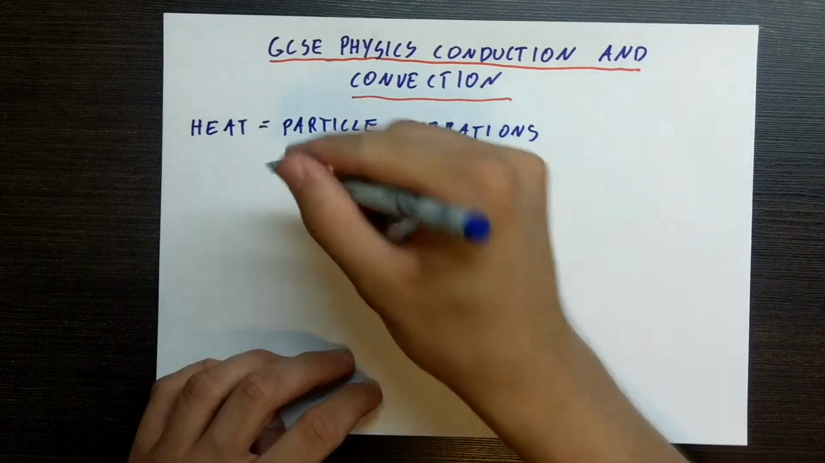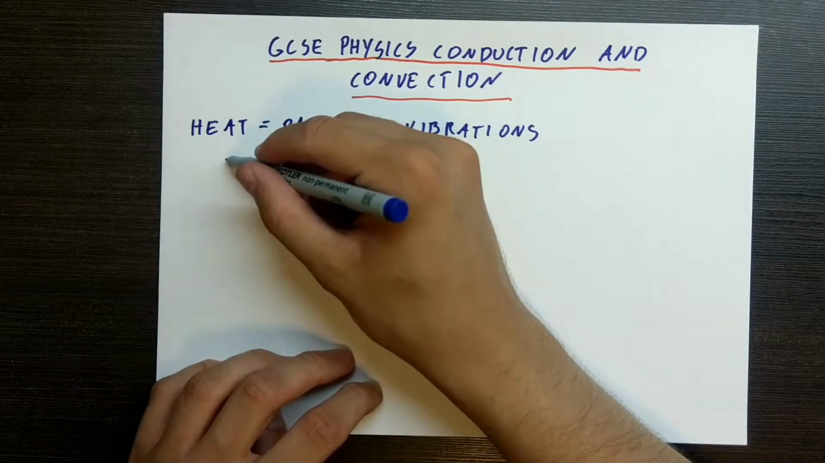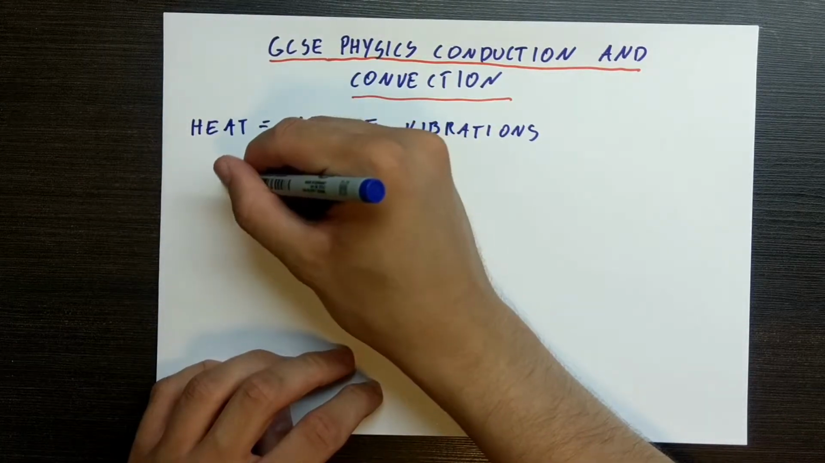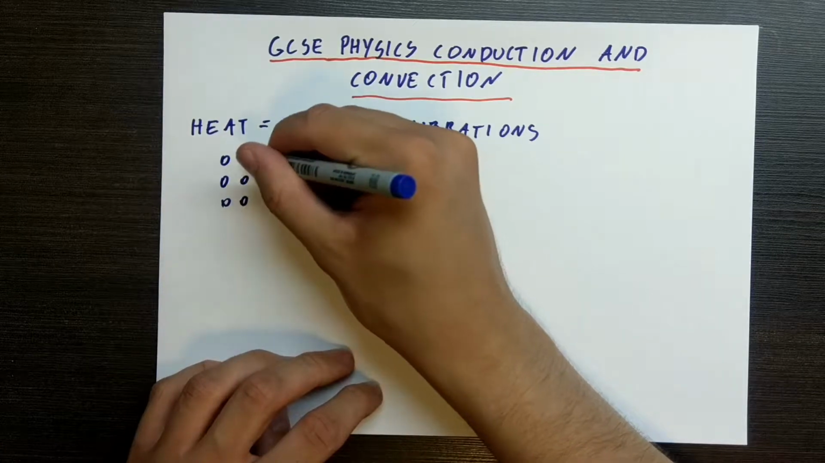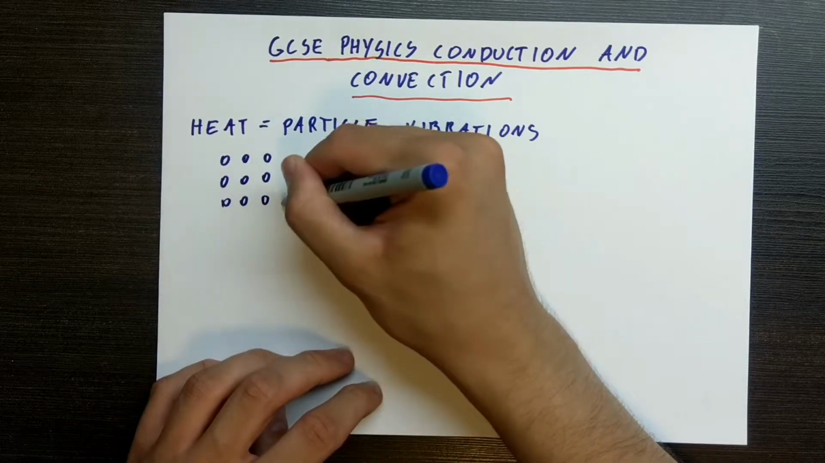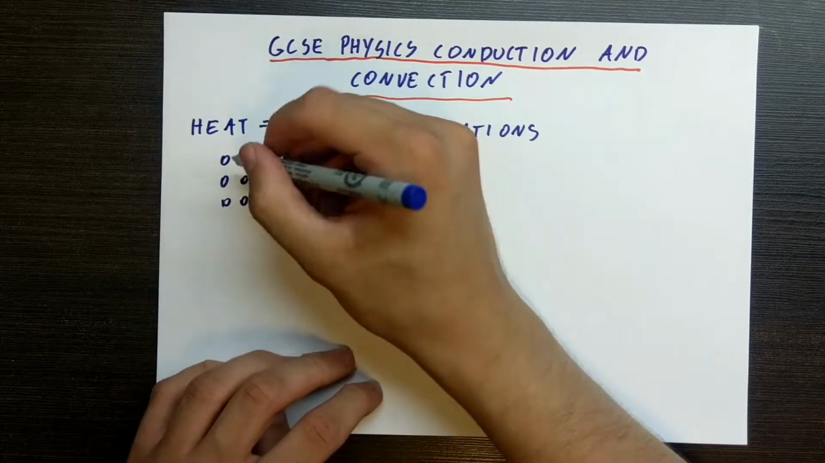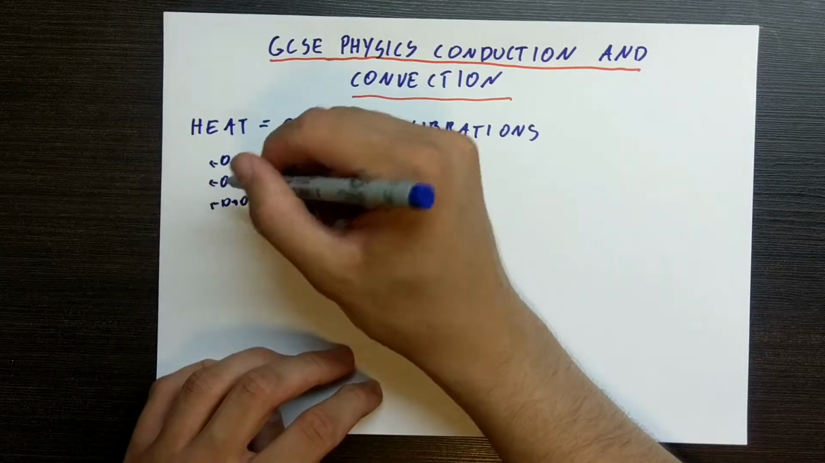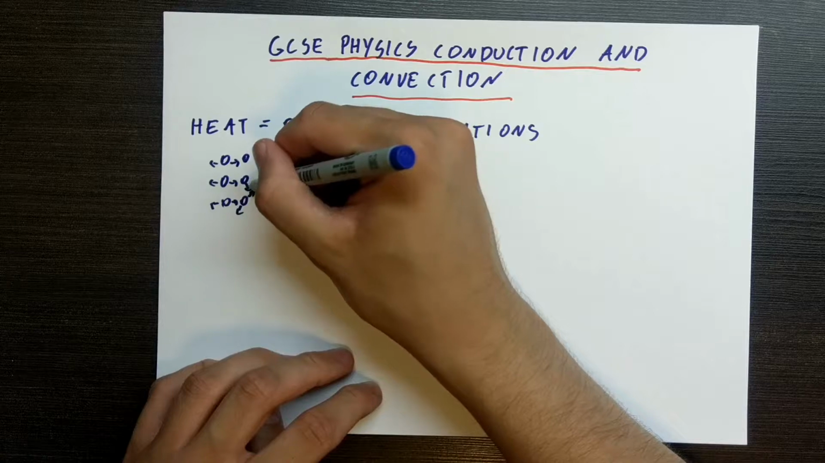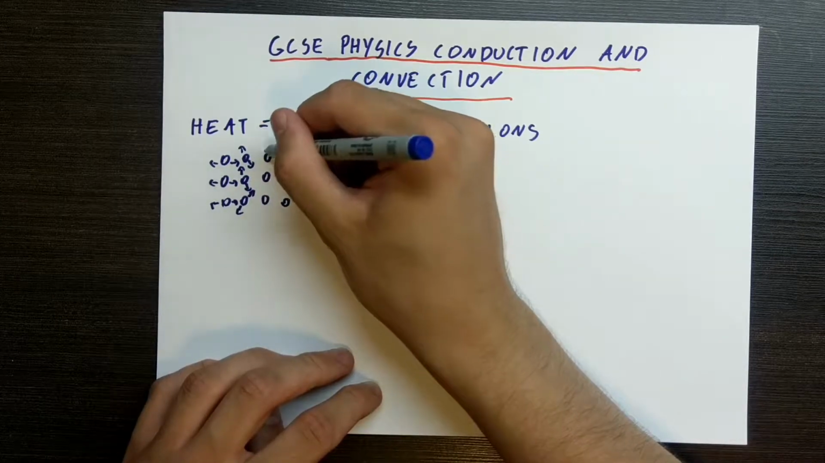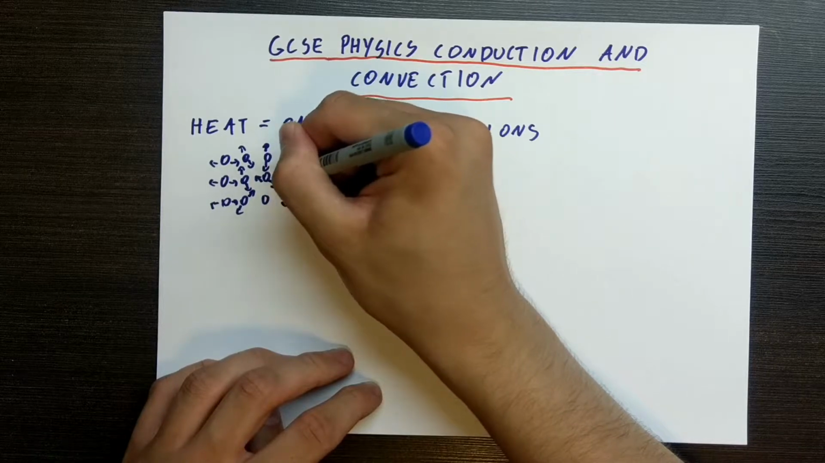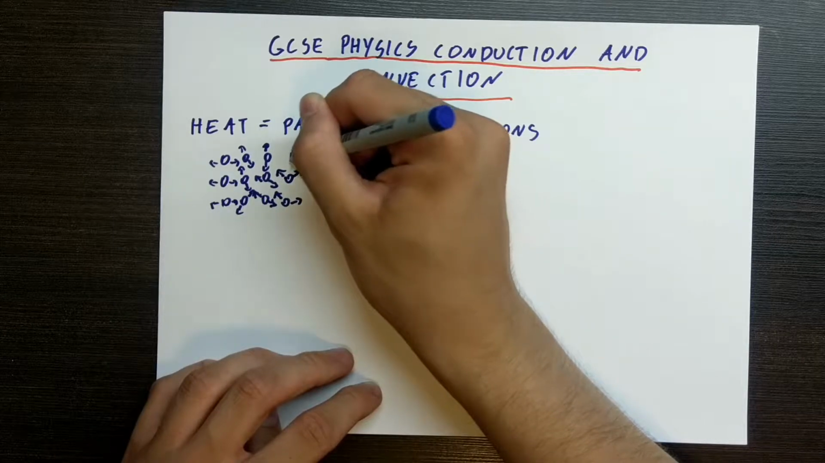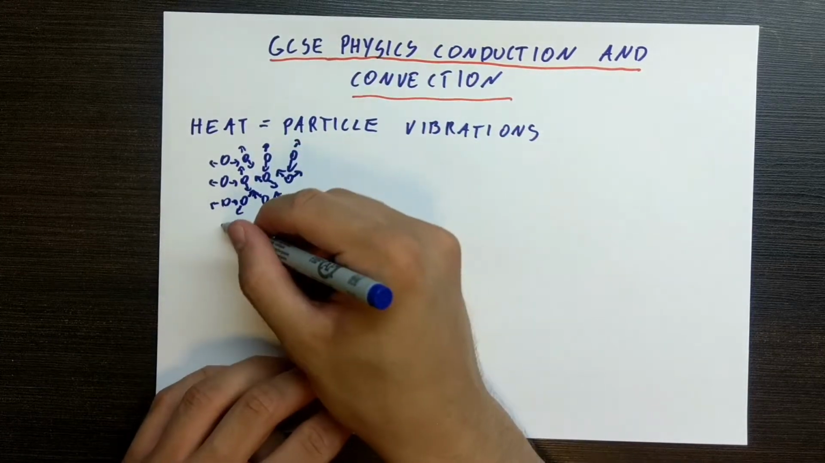Now, if particles are cold, like the atoms of something cold, what does it mean on the atomic level? It means that these particles do not move much at all. They sort of vibrate, they shake about, but not much at all. So this is what happens when it's cold.